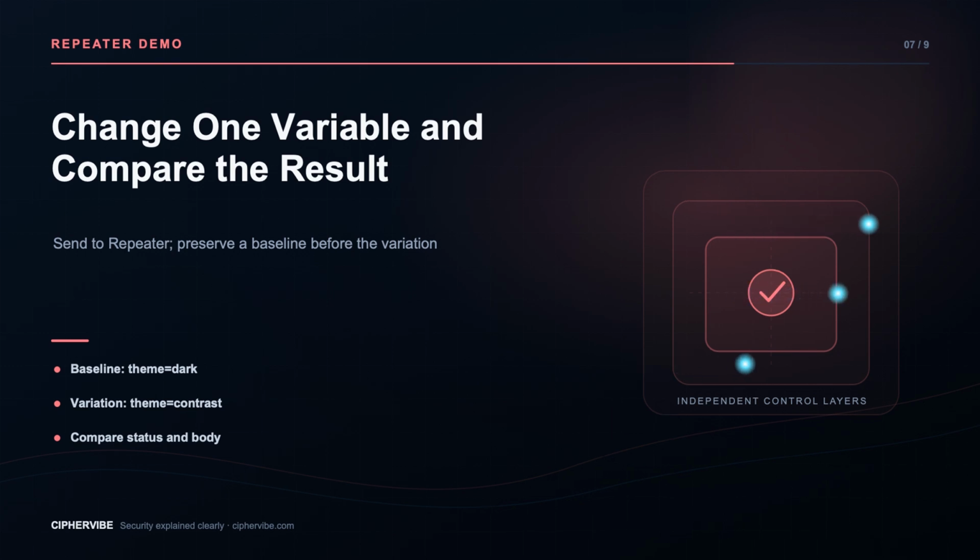Change only the body value from dark to contrast and send again. Do not change the cookie, host, path, or headers. One variable at a time makes the result interpretable. The synthetic server returns 400 with an error stating that the allowed values are light and dark.